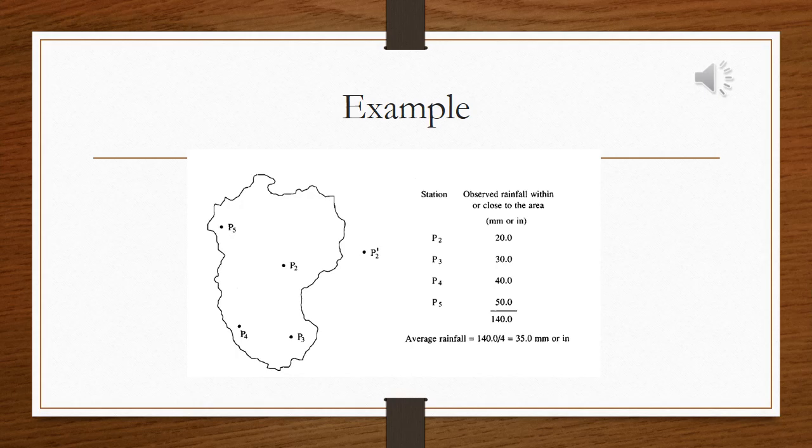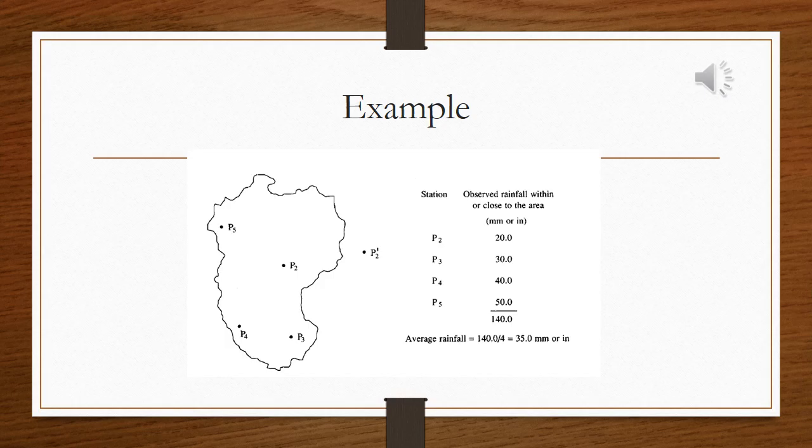Let's see the graphical representation of the arithmetic mean method. We have here stations, like gauges 2, 3, 4, and 5. In these stations there are rain gauges, which are the measurement points, and we see that outside of the catchment area there is P2 prime. In this method we are not taking into account this P2 prime. We just need to concentrate inside the catchment area.